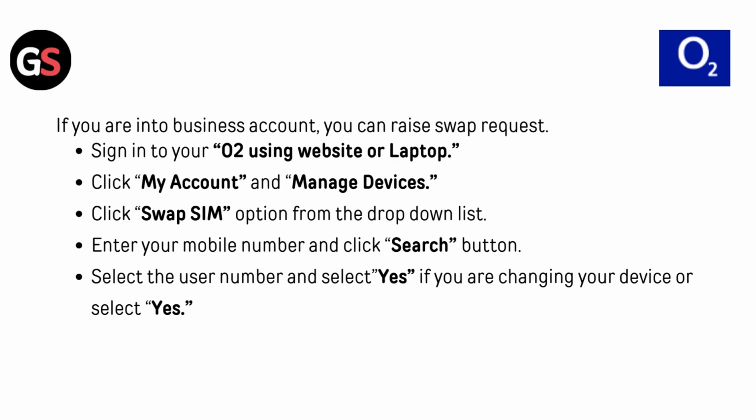If you have a business account, you can raise swap requests by signing into your O2 account using the website on your laptop, then clicking My Account and Manage Devices. Click the Swap SIM option from the drop-down list, enter your mobile number and click the Search button. Select the user number and select Yes if you are changing your device.